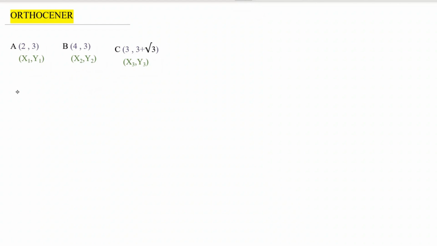Now consider this A point, that is 2 comma 3. For that, the opposite side is BC. Slope of BC can be written as 3 plus root 3 minus 3 upon 3 minus 4. These two will get cancelled out, and we'll have minus root 3 as the slope of BC. And for this, the perpendicular line will have a slope of minus 1 by slope of BC, that is equal to minus 1 upon minus root 3. This gives 1 upon root 3 as the slope.